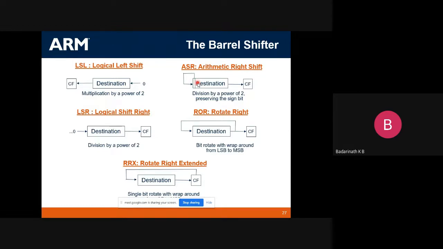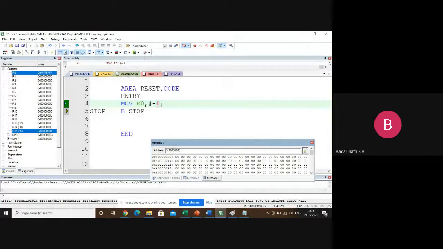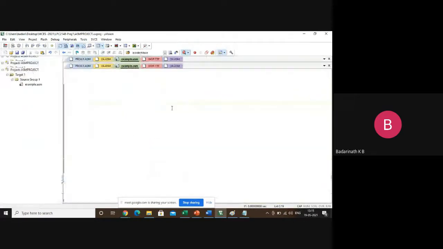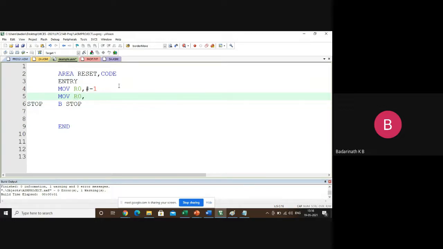Let's take an example now. We already know -1, so we will go to the program. I have taken -1, which is represented like this. Now I'll shift this number to the right using both the logical and the arithmetic shift, so you can understand what difference it makes. I'll move it into R0, and now logical shift right, LSR #1, I'll shift it now.